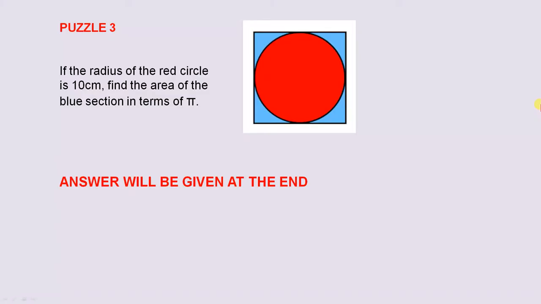Puzzle 3. If the radius of the red circle is 10 centimetres, find the area of the blue section in terms of pi. The answer will be given at the end.